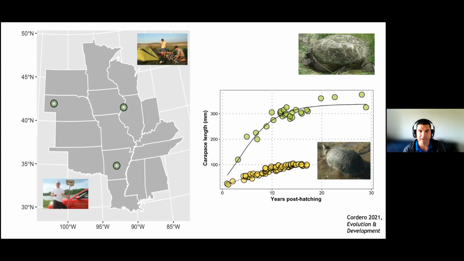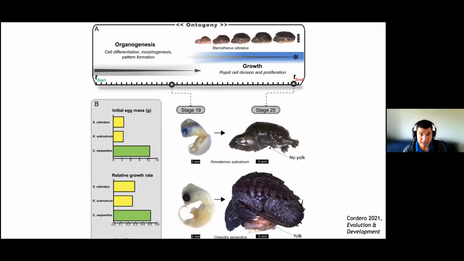If we look at a plot of carapace length against years post-hatching, so we're aging the turtles by the years after hatching, above the plot you can see one of the larger species, which I had to trap, and we collected eggs from them, took the eggs to the lab and studied development. It was really interesting to have these data and to do the work in the field. Then in the lab, of course, we described embryos and incubated eggs. Again, you can split development into two main phases: organogenesis, where a lot of the differentiation, morphogenesis, and pattern formation occurs, and then growth.